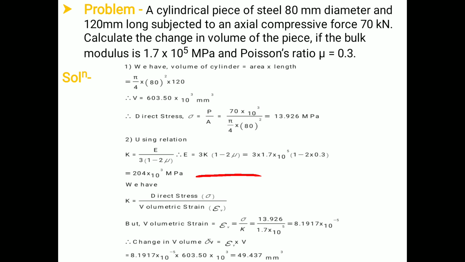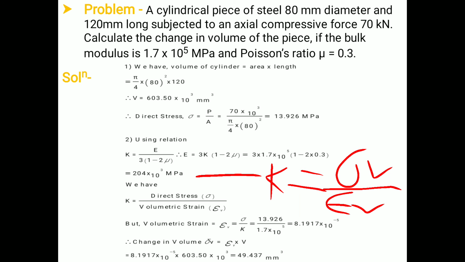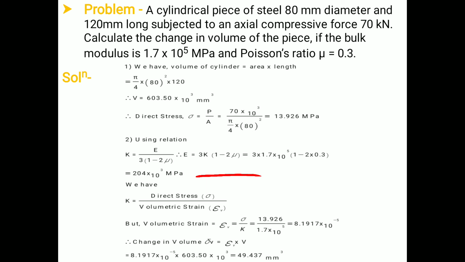As discussed in the previous lecture also, we have bulk modulus is equal to sigma upon epsilon V, means it is the ratio of direct stress to the volumetric strain. From this relation we have the volumetric strain which is equal to sigma by K. Therefore after putting all those values which we have calculated already, we have the value of epsilon V equal to 8.1917 into 10 raised to minus 5.